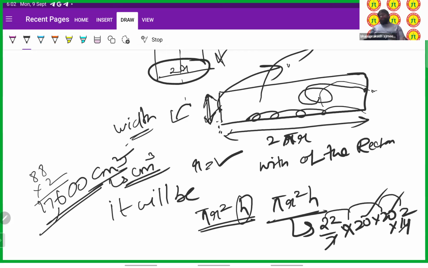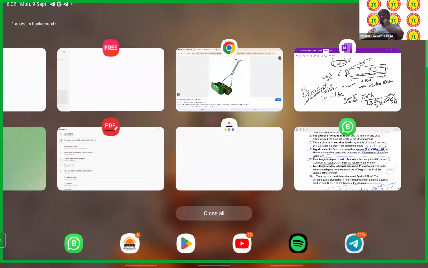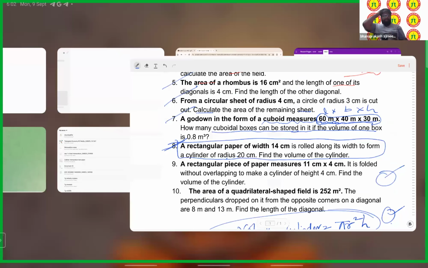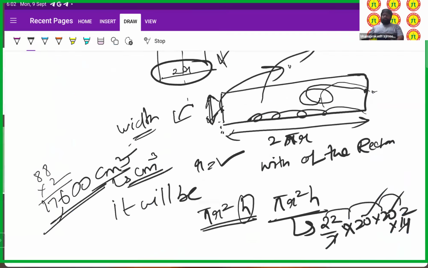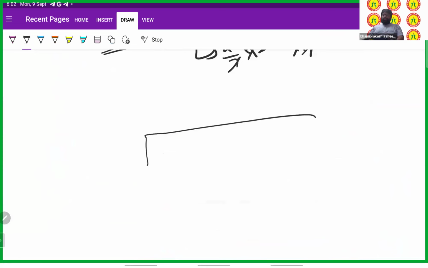So any confusion in this? No sir. Everyone in the class, any confusion in this? That's the reason why I gave you this. Whenever you are folding a rectangle, ultimately the rectangle's width becomes the height of the cylinder. We already discussed this with a clear-cut example in the previous classes also, drawing it in this way. How many of you remember this diagram?